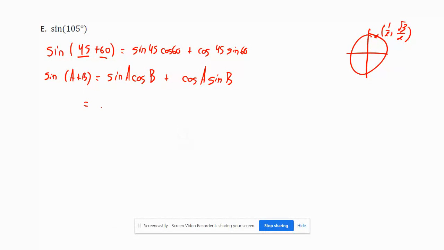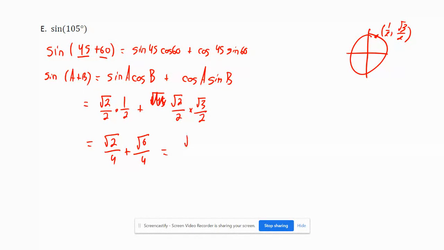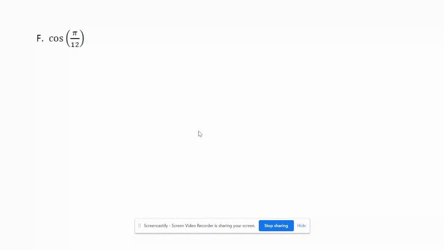Sine 45 is root 2 over 2. Cos 60 is 1 half. Cos 45 is root 2 over 2. Sine 60 is root 3 over 2. This equals root 2 over 4 plus root 6 over 4, which is root 2 plus root 6 over 4. And this is our answer, the exact value for sine of 105 degrees. Hopefully you're following along so far.